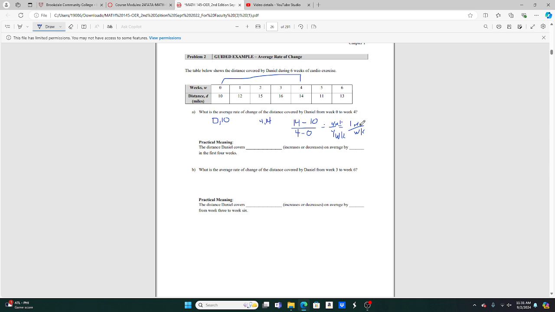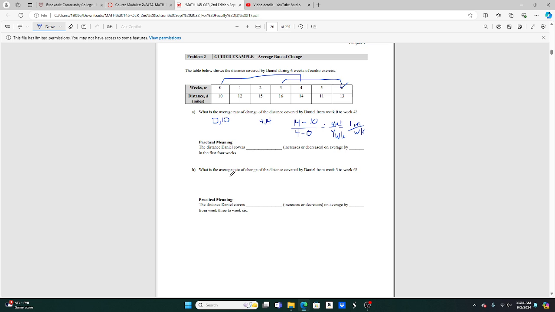So we're going to get 1 mile per week. So on average, we're seeing an increase in cardio of 1 mile per week. The distance covered increases on average by 1 mile per week in the first 4 weeks. What is the average rate of distance for Daniel from weeks 3 to 6? So let's take a look at week 3 to 6.